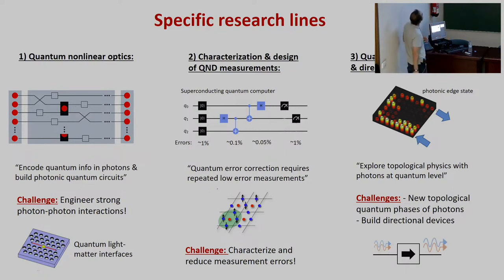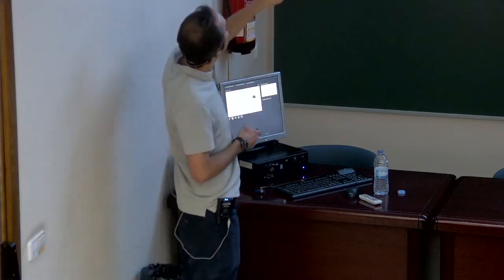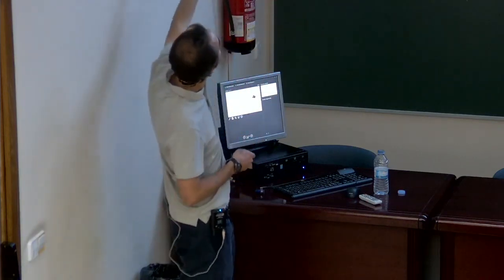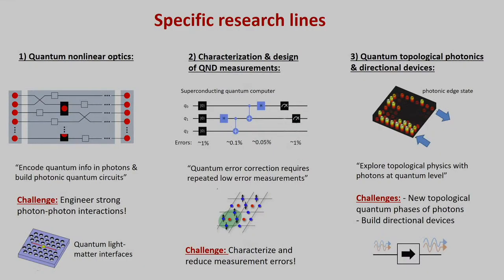So one is what I call quantum nonlinear optics, and here the idea is to encode quantum information in photons and build these photonic quantum circuits, which I have on the left. Here you have photon sources where you input photons, and you have beam splitters to prepare superpositions and measure that. And the challenge here is to make two-photon gates, so to engineer interaction between photons. And for that we need quantum light-matter interfaces like what I show here, coupling these nonlinearities to photons and trying to make interaction between them. This is the challenge that we try to face here.